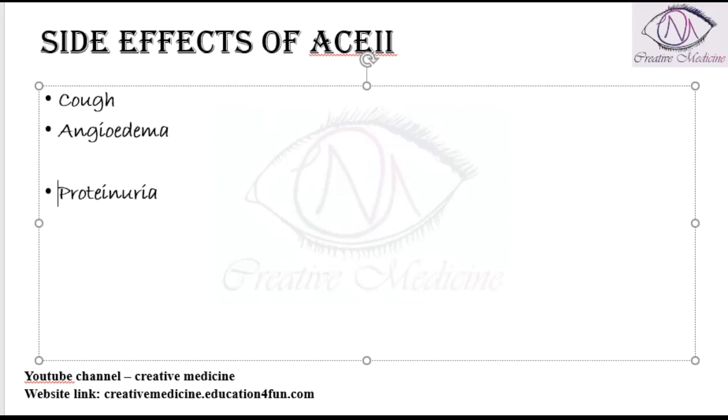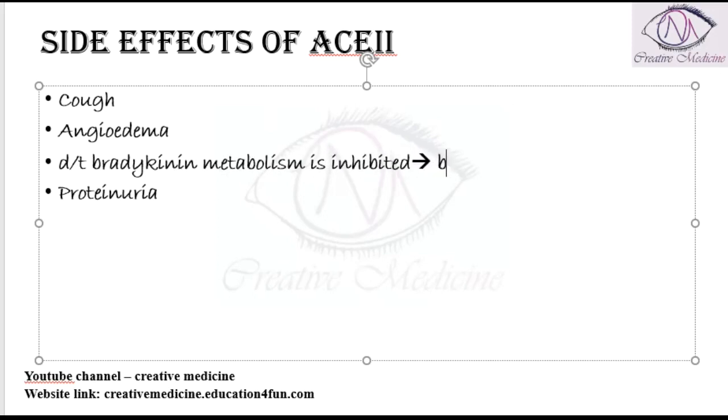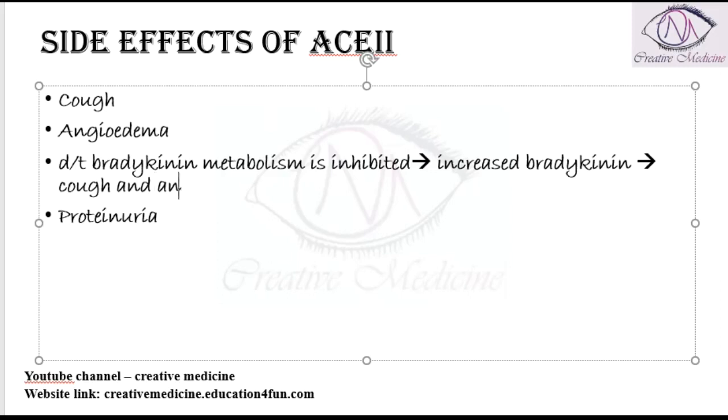Cough and angioedema are mainly due to ACE inhibitors also inhibiting the metabolism of bradykinin. When bradykinin metabolism is inhibited, bradykinin is not broken down, so increased bradykinin levels are seen in the blood. These increased bradykinin levels cause cough and angioedema, which are the specific side effects of angiotensin converting enzyme inhibitors.